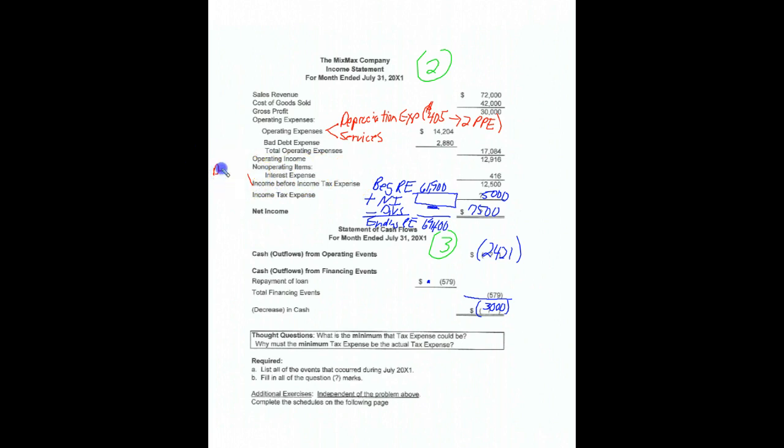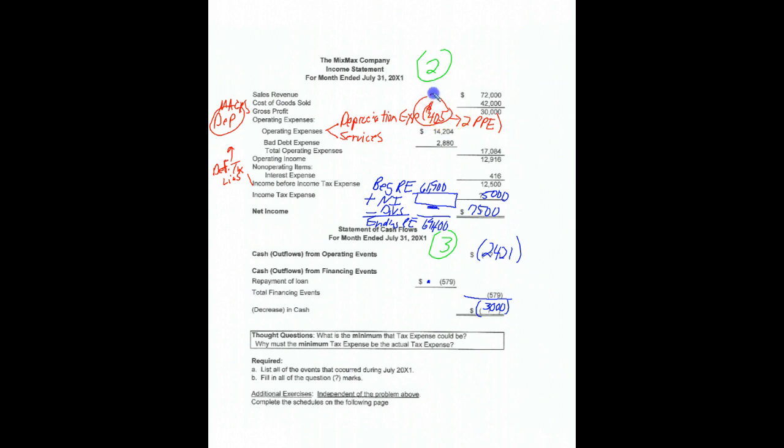Recall now there are two related balance sheet accounts: deferred tax liability. Remember that deferred tax liability exists because of depreciation. MixMax uses straight line depreciation to arrive at this $405 on the income statement.